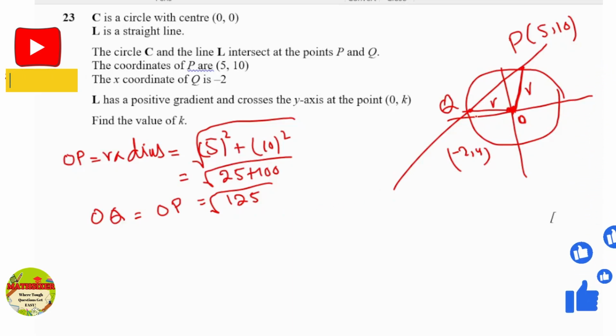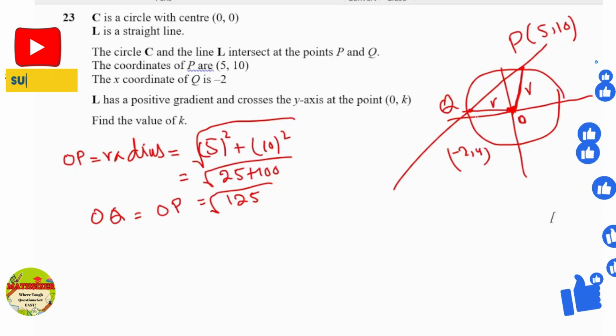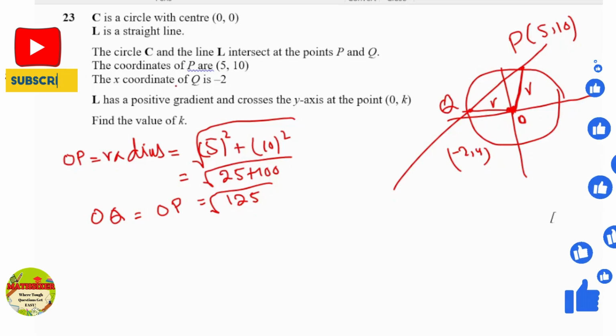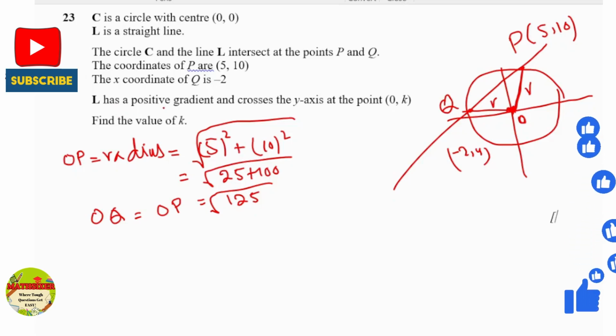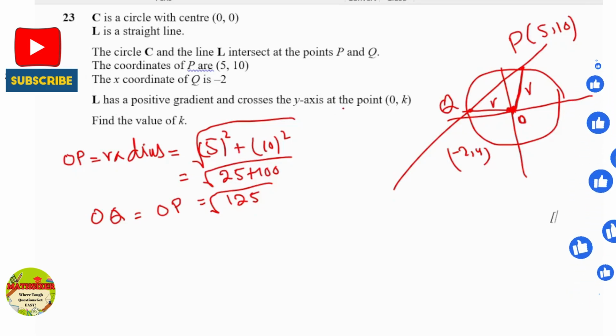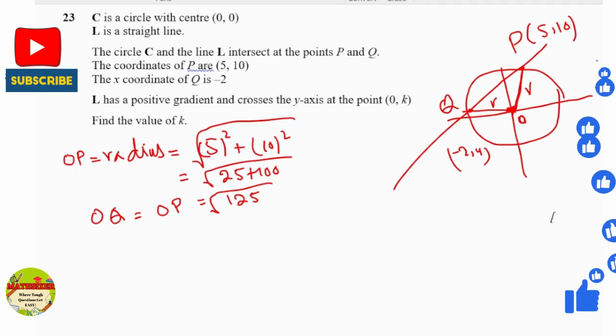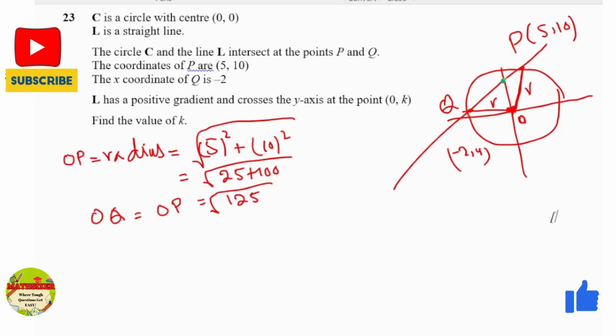Okay, so if we work out OQ, they said write down the coordinates of this value. We need to find the y-coordinate of Q, since the x-coordinate of Q is -2. L has a positive gradient and crosses the y-axis at the point (0, k). So we need to find the value of k. How are we going to find the y-coordinate of the point Q? We're going to use exactly the same formula.